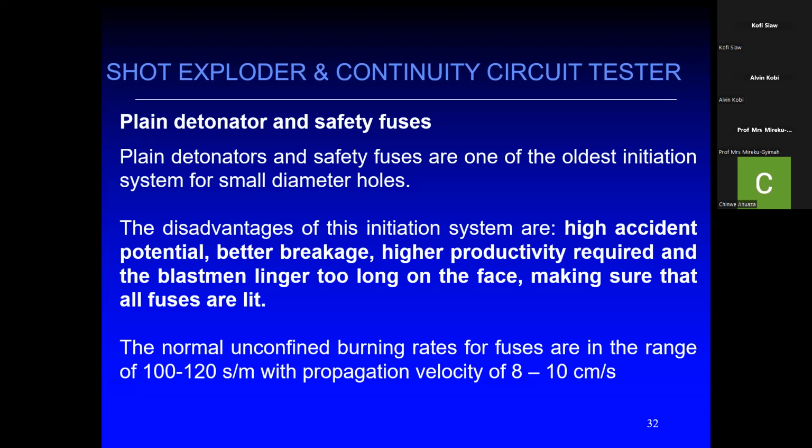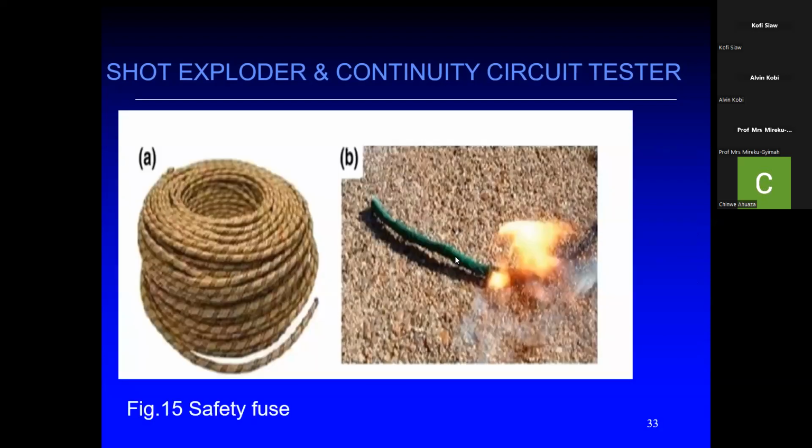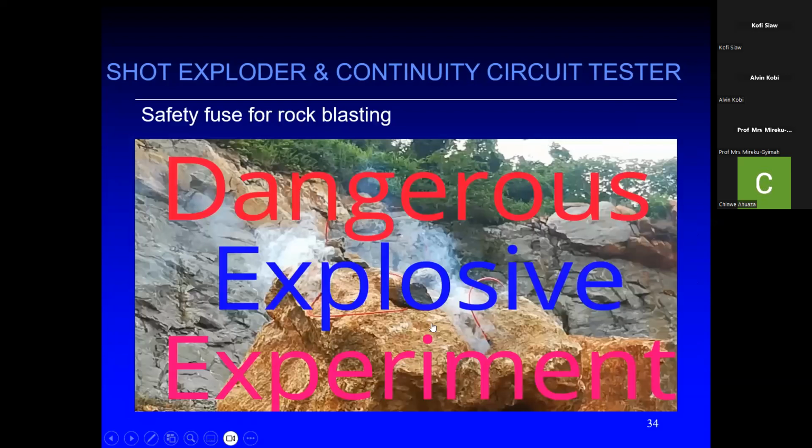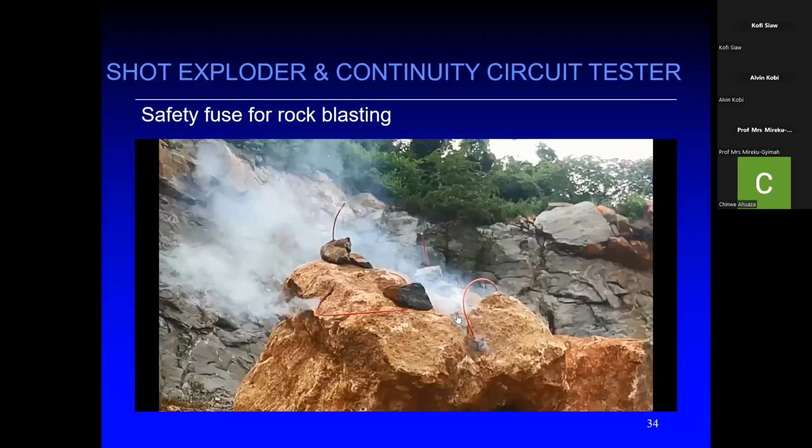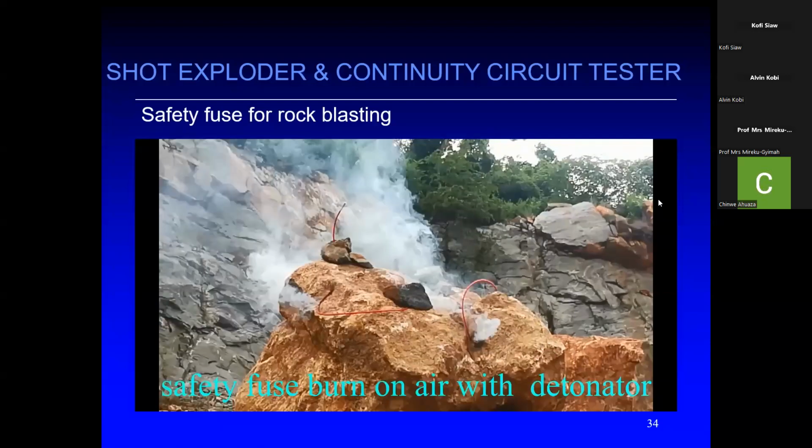But if you go to most of the areas where galamsey is still going on, some of this initiation system is still currently being used. So we have the safety fuse, which is also here. You can see how it's burning. Then we have this thing you can see in the diagram over here. This is a typical rock where the safety fuse is being used. Then you can see the detonation that is taking place when it's being used. You can hear the sound. So basically, this is what is being used.